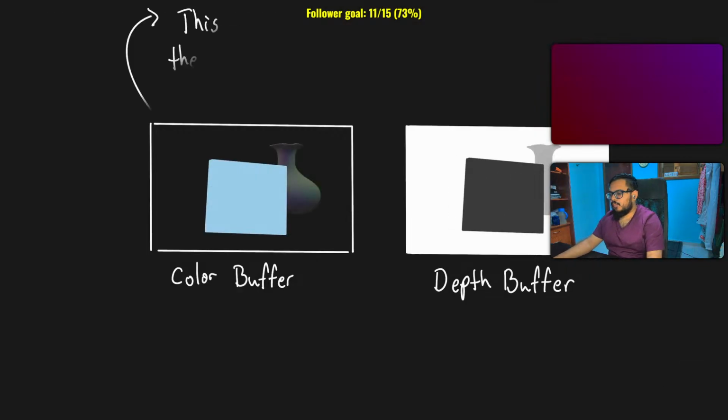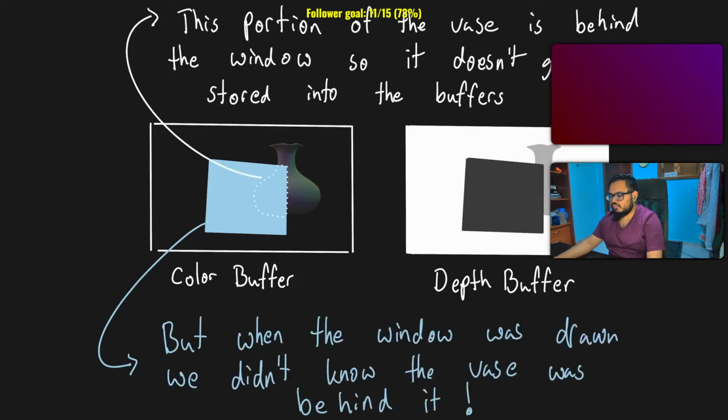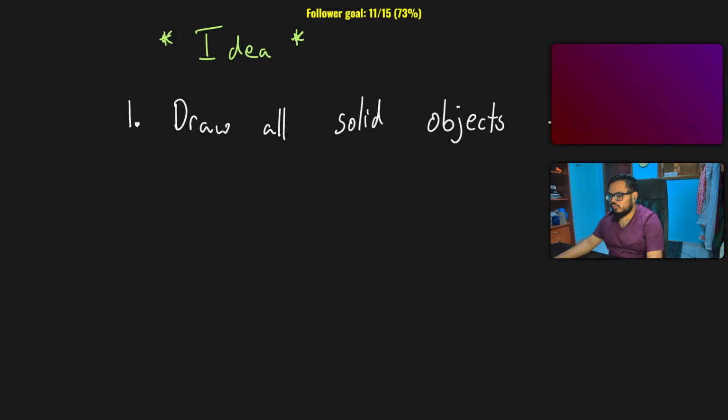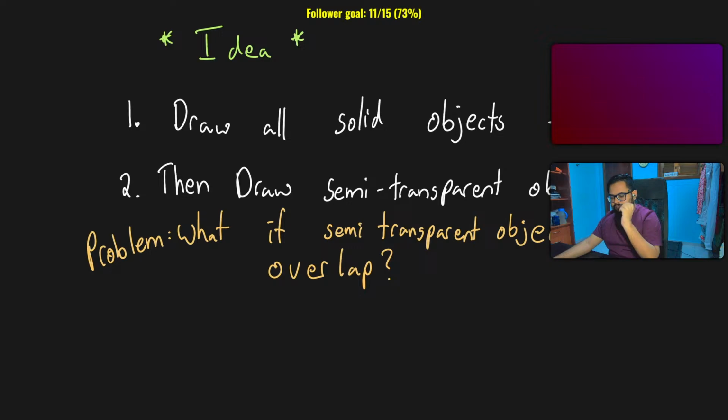If the window is rendered before the base object behind it, then the depth buffer will be storing the window's depth, which is closer to the camera. Therefore, the base fragments will get discarded. A simple solution is to first render all the solid objects in the scene, followed by every semi-transparent object. However, even this solution isn't perfect and breaks down when multiple semi-transparent objects overlap.